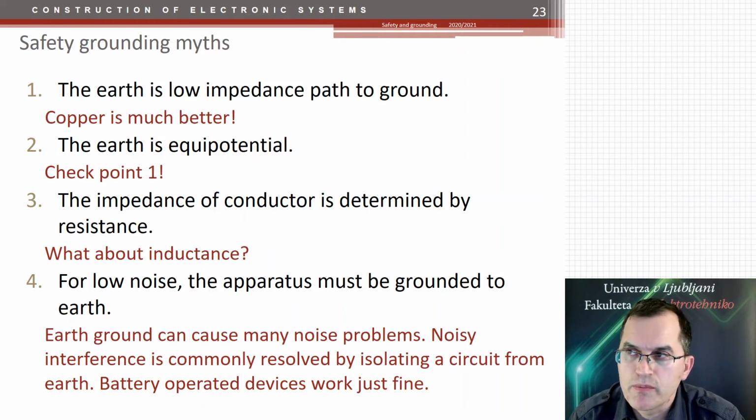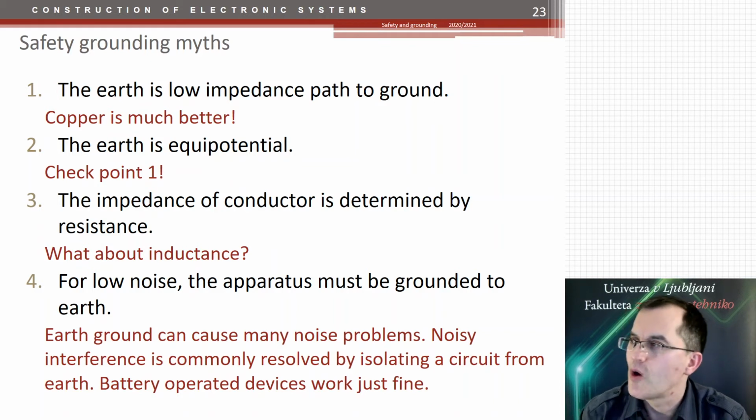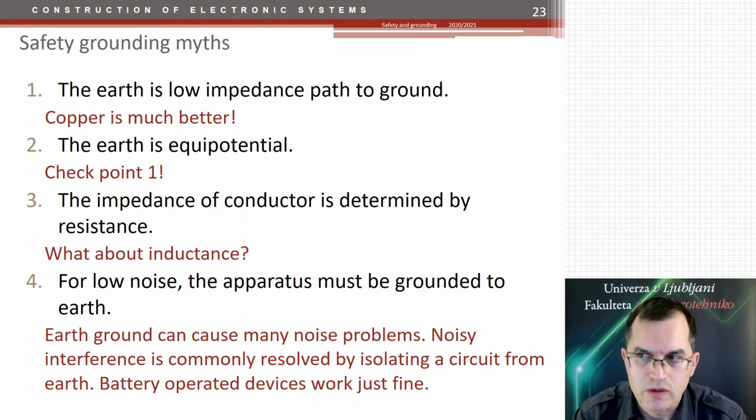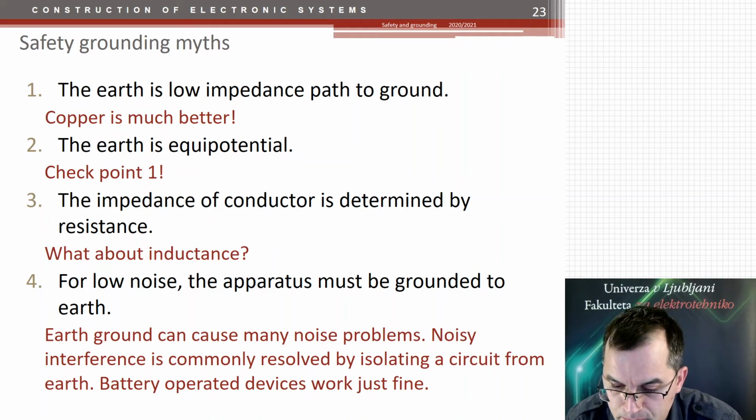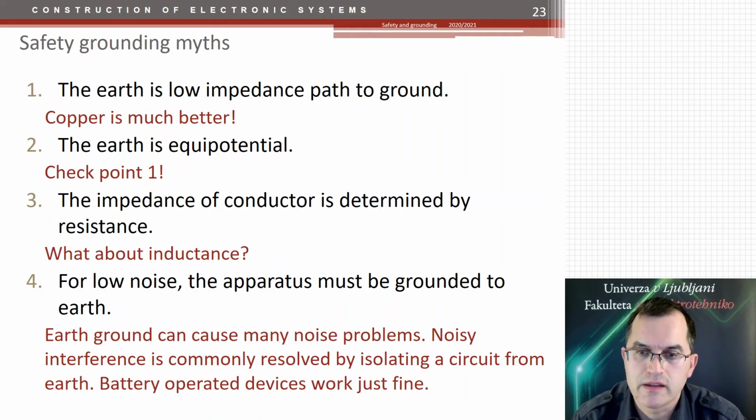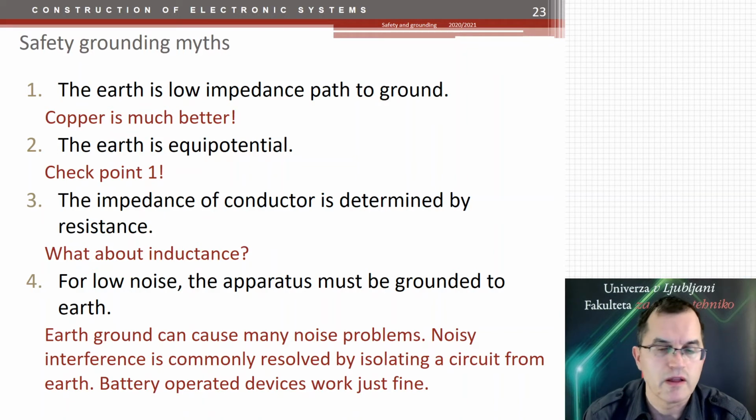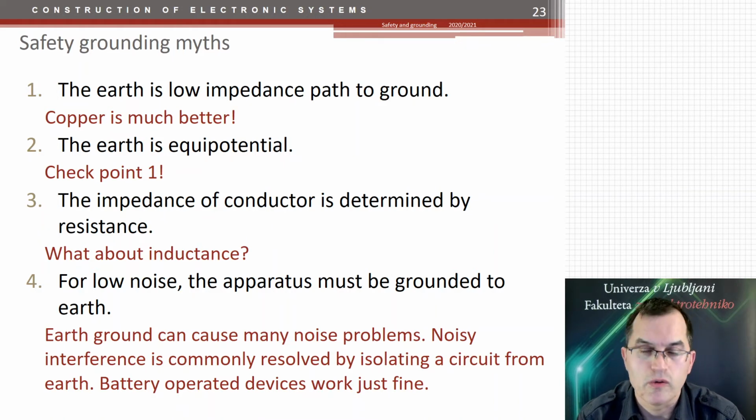The Earth is equipotential. Every grounding in your house is not on the same potential. That means that if you measure the voltage between two safety grounds in your house with a multimeter, you will almost never measure zero voltage, because there are lots of different parameters or effects, such as grounding currents flowing, that are changing the potential of that ground, because the Earth is not a very low impedance anyway.